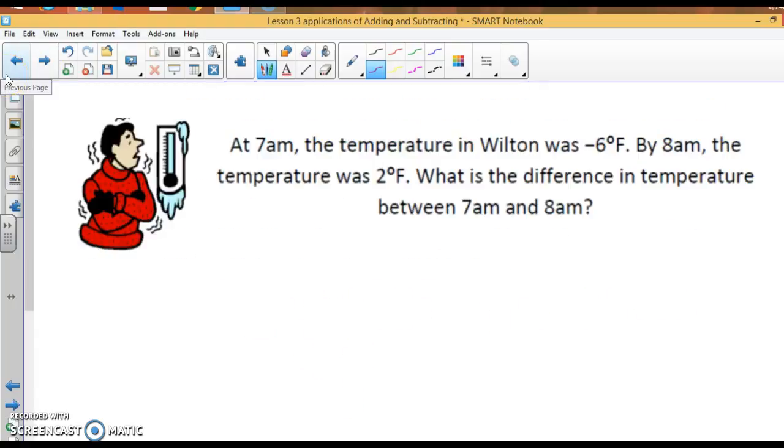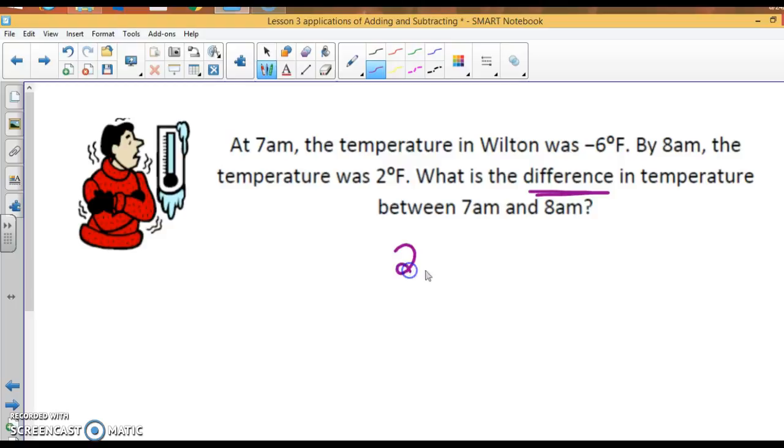At 7 a.m., the temperature in Wilton was negative 6 degrees Fahrenheit. By 8 a.m., the temperature was 2 degrees Fahrenheit. What is the difference in temperature between 7 a.m. and 8 a.m.? What does the word difference mean? Difference means we subtract. So when you subtract, you want to start with the biggest number. So what is the difference?